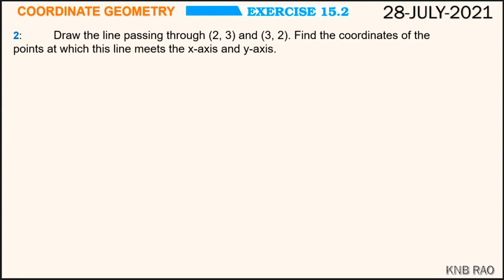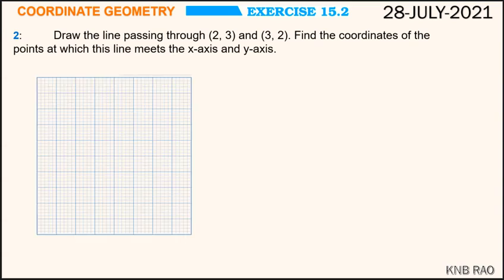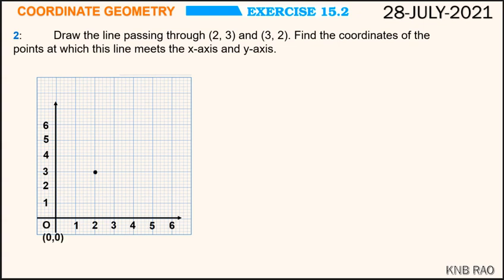Find the coordinates of the points at which this line meets the x axis and y axis. So first we have to take a Cartesian plane and plot the points. I have taken a Cartesian plane, and after that 2 comma 3. Let us name this as point A, 2 comma 3, then point B I have taken 3 comma 2, this is point B, 3 comma 2.